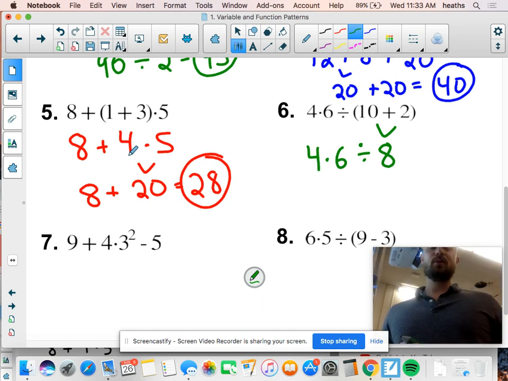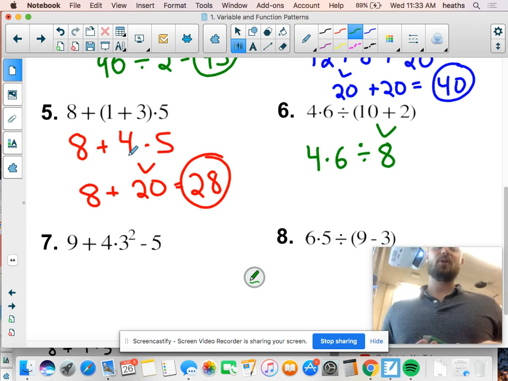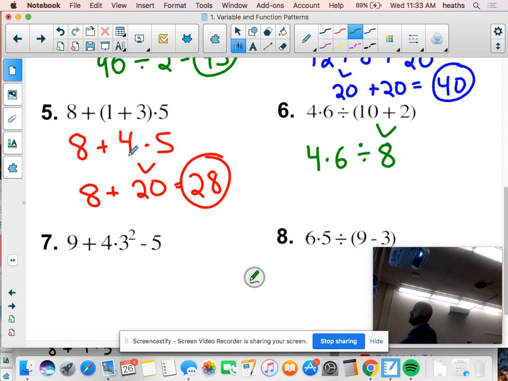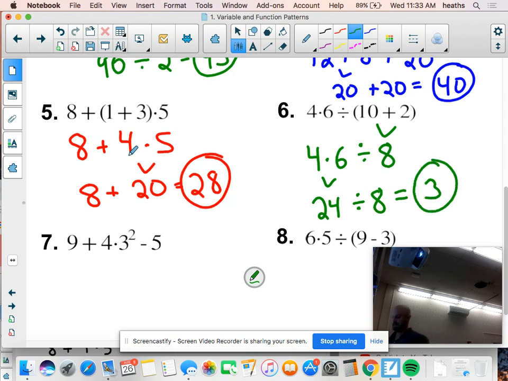There were no exponents, so our next step is to look for multiplication and division, which is what the rest of the problem entails. We're just going to go left to right. 4 times 6 is going to be 24. Divided by 8 is going to give us a final answer of 3.